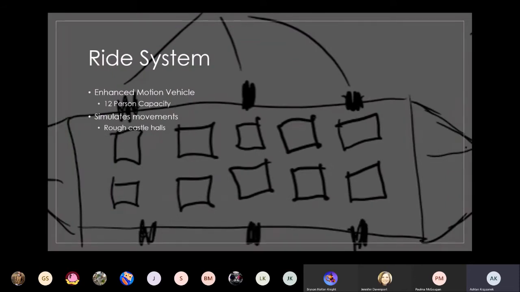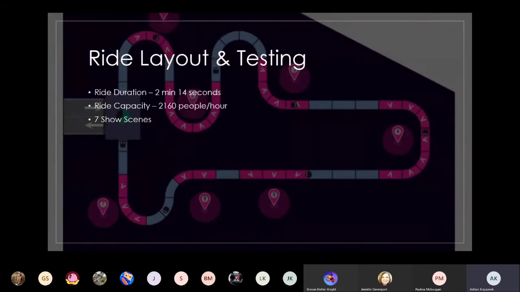So for my ride system, I used an enhanced motion vehicle with a 12-person capacity that simulates movements such as rough castle halls or a dirt road. For my ride layout and testing, in the background I have a picture of what my track looks like, and the little black cars going around is the testing of it. It had a duration of 2 minutes and 14 seconds with a capacity of 2,160 people an hour, with 7 included show scenes.